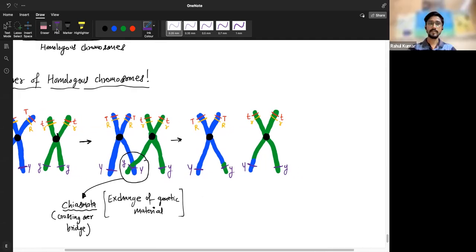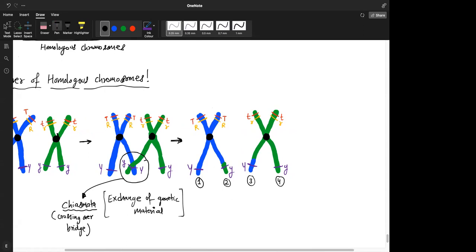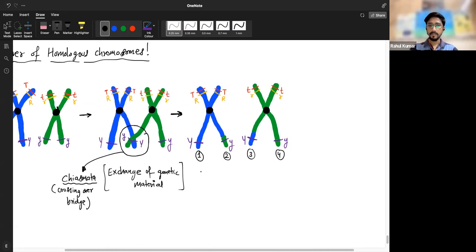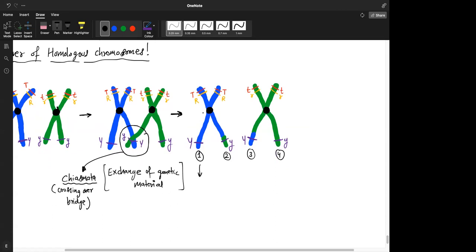Now, can you see that in this third step, basically what happens is these two are sister chromatids, these two are non-sister chromatids. So let's say there are 4 chromatids. The first one is this first chromatid. This is the second chromatid, the third chromatid, and the fourth chromatid. 1 and 2 are sister, 3 and 4 are sister. 1 and 3 are non-sister, 2 and 4 are non-sister. Like this, right?